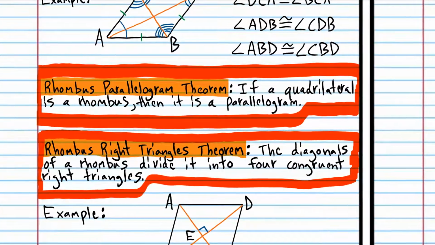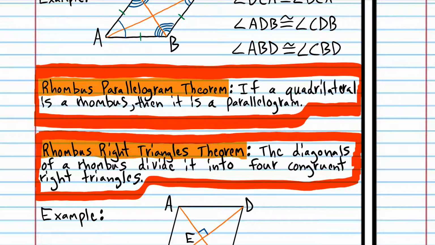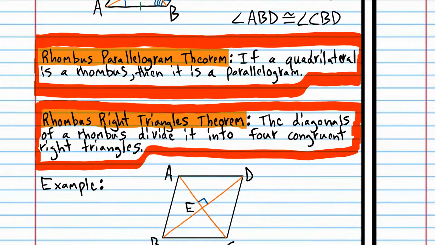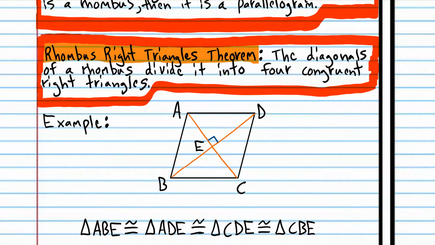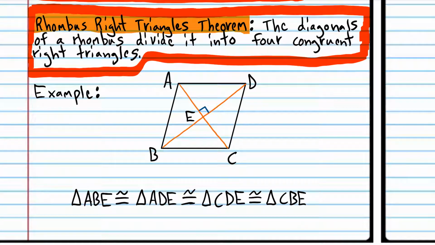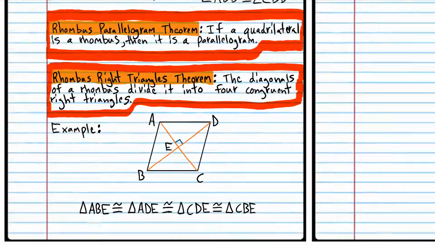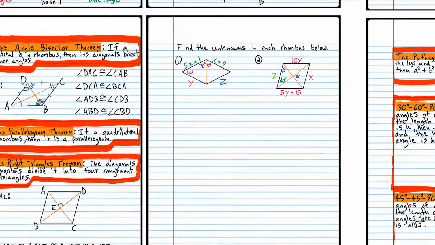And the reason for that is that all rhombi are parallelograms. That's what this theorem says, that any rhombus is a parallelogram. And then also we have the rhombus right triangles theorem that says that if you draw the diagonals in a rhombus, then four congruent triangles are created, and all those triangles are right triangles. So you have this one, this one, this one. They're all right triangles, and they're all congruent. And that's kind of helpful because it's going to help you to see what's going on with these rhombi.